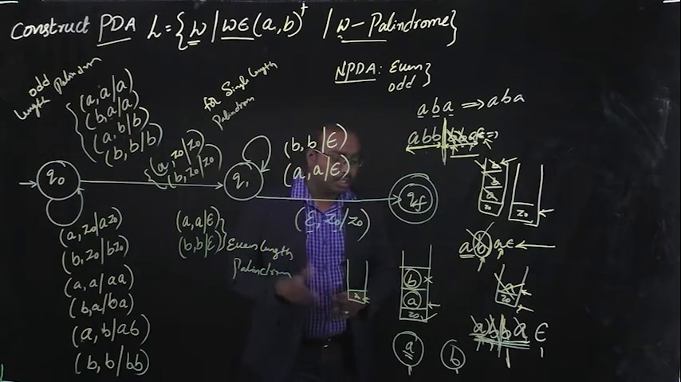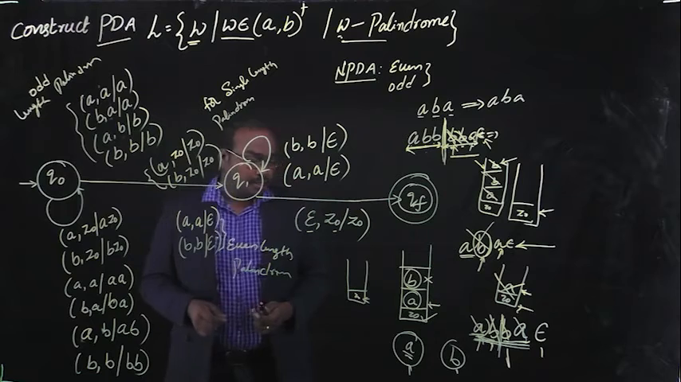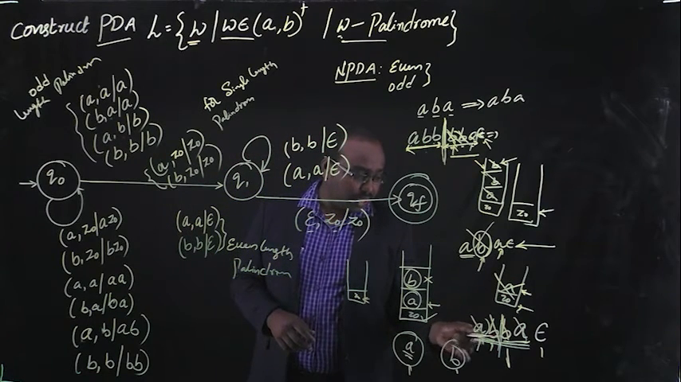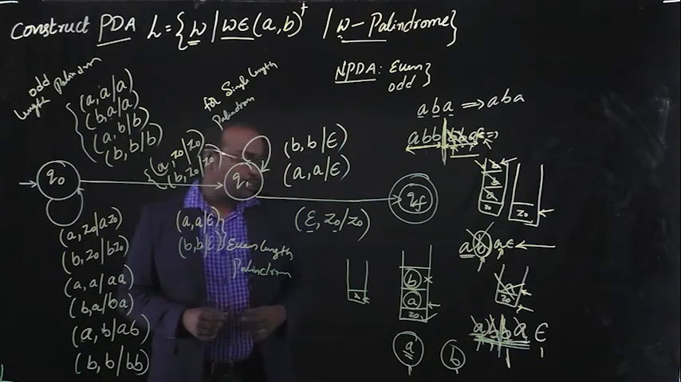And next one for even length palindromes. So here there are 2 possibilities. So here the top of the symbol is B and the input symbol is B.